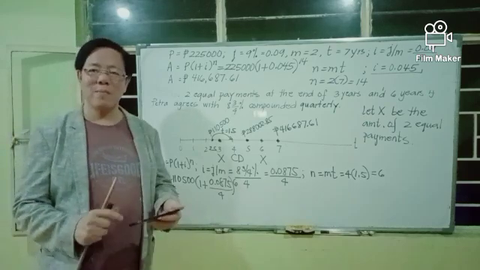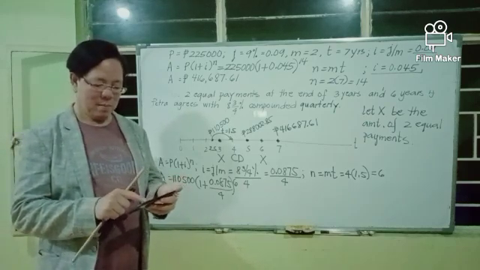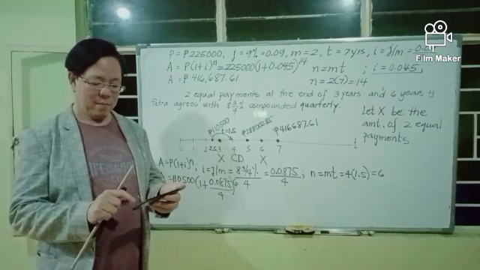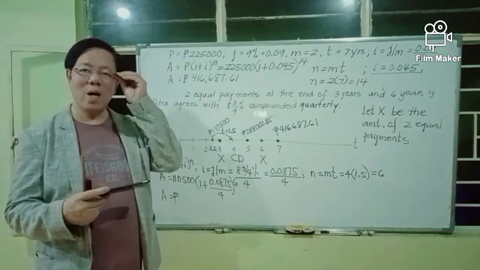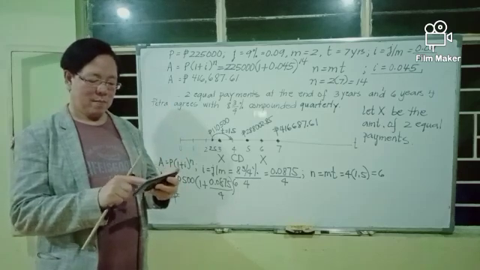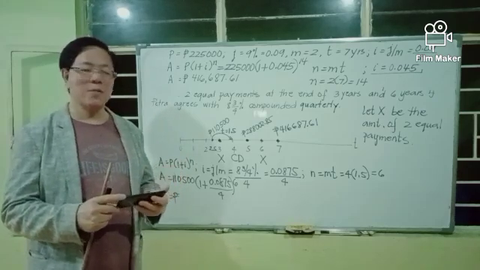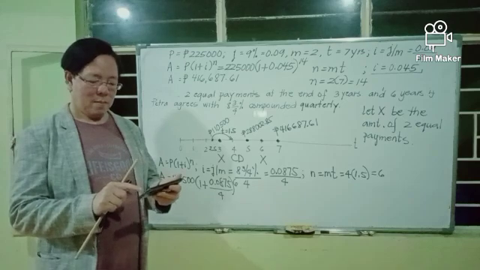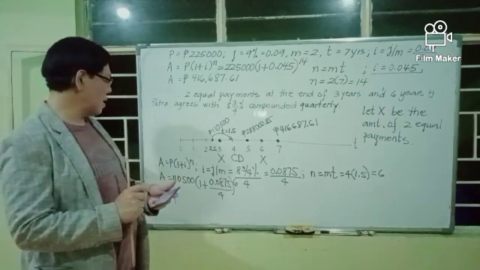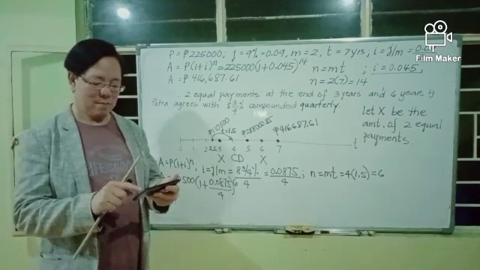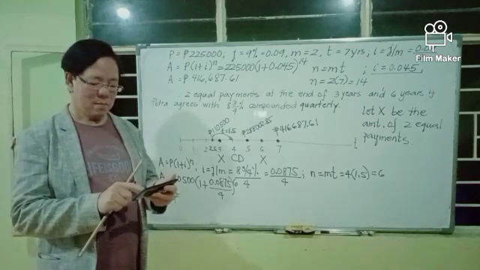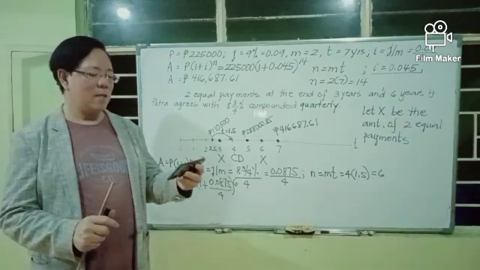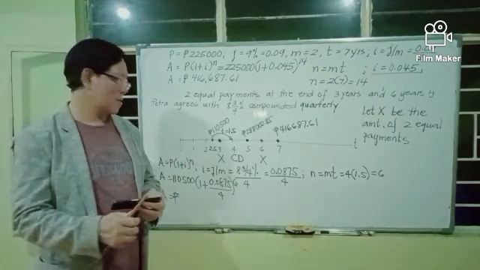We have 0.0875 divided by 4, press equal, and you add 1, press equal, and the answer raised to the power 6. Press equal, and the answer multiplied by 110,500. And you should get 125,819.78 pesos.